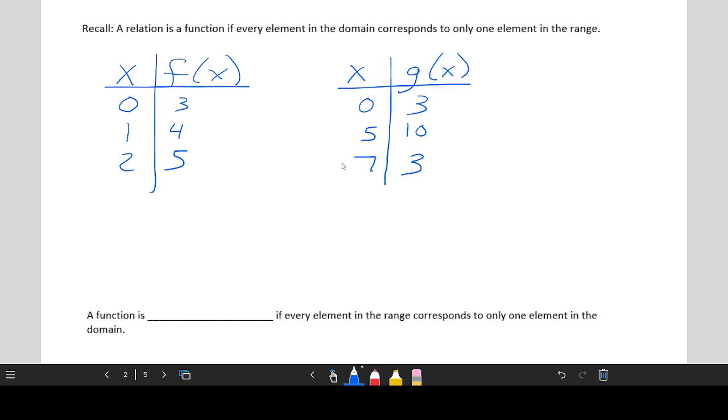Here's another example of a function, right? Each x value only shows up once next to one y value. So both of those are functions. Now what we're going to be talking about in this section is a specific type of function called a one-to-one function.